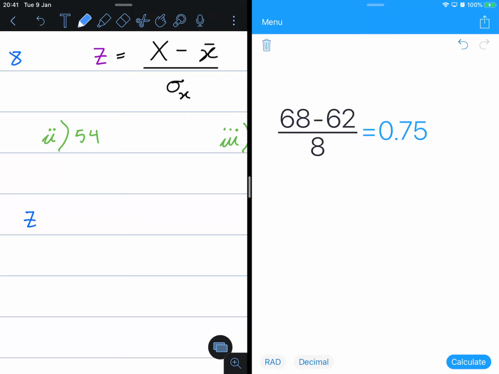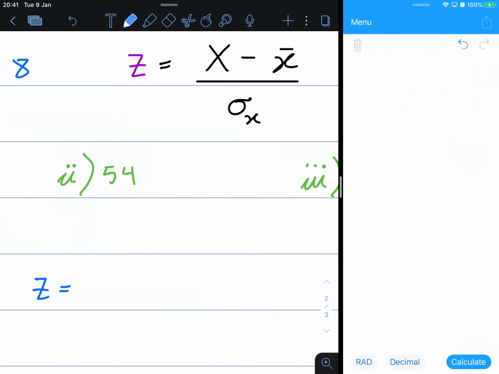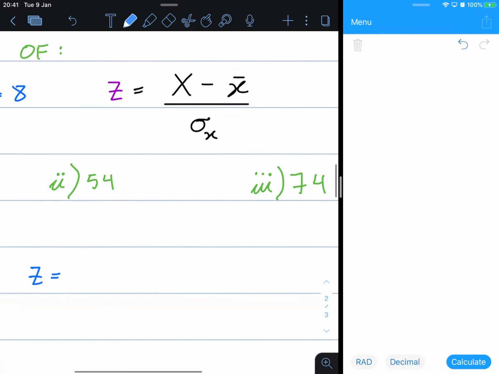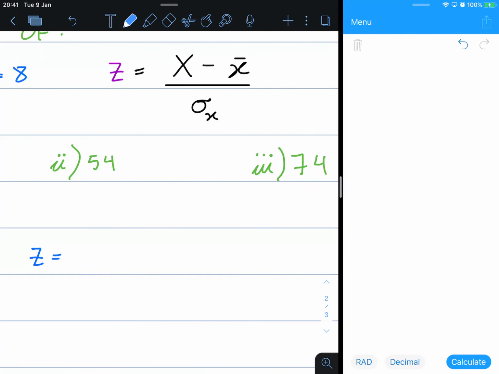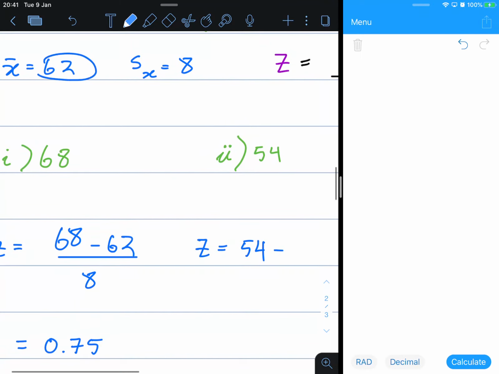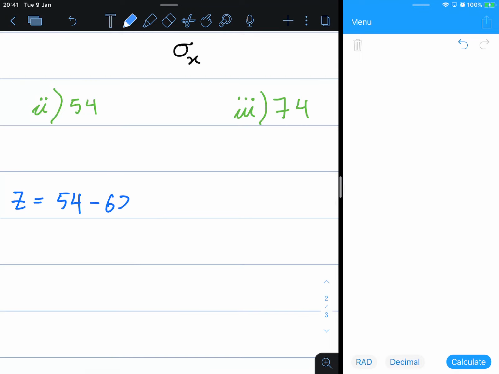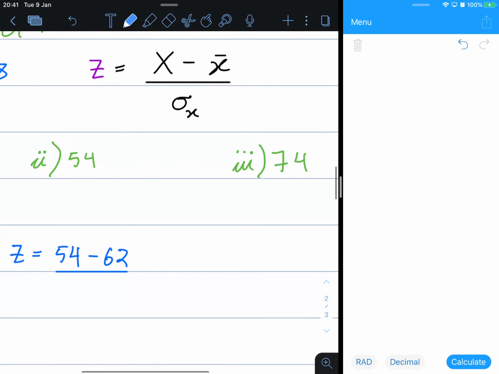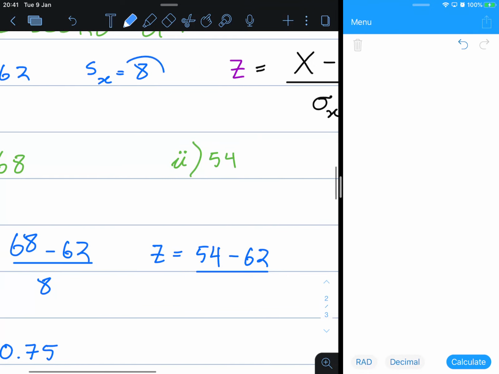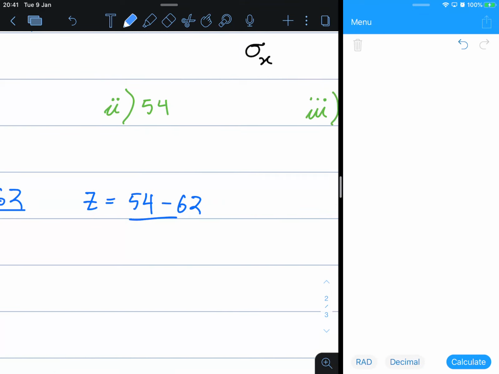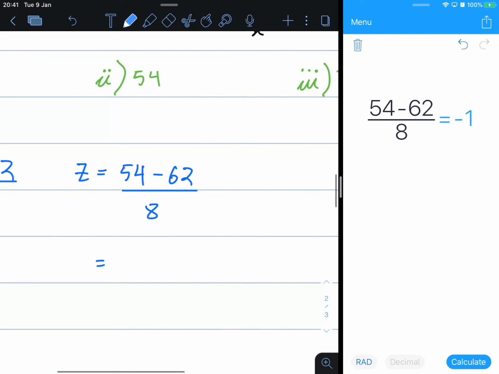Let's calculate the Z-score of 54. Very straightforward. Z is going to be the score that we are calculating, 54, subtracting the mean of this data set, which is 62, divided by sigma x, or the standard deviation, which is 8. Calculating this, 54 minus 62 over 8, is a Z-score of exactly negative 1.